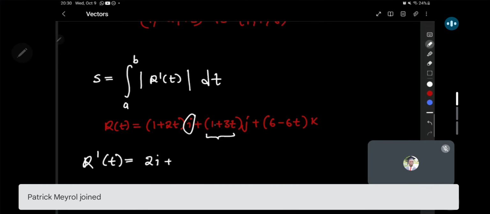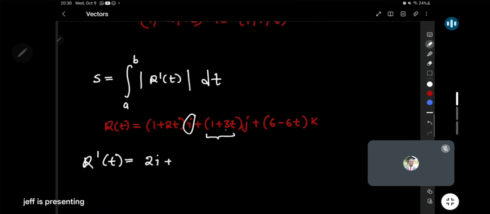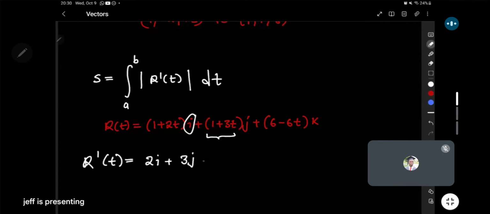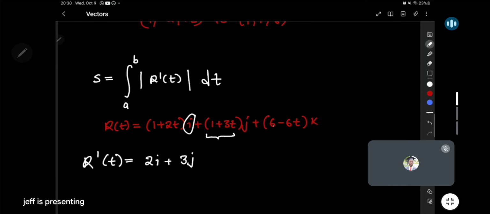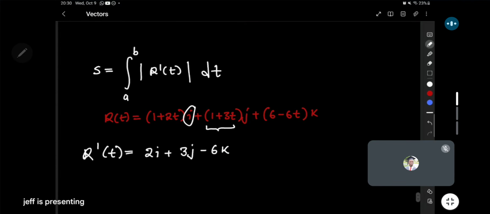When you differentiate 1, that is 0. When you differentiate 3t, the answer will be 3. Of course, we're differentiating with respect to t, so t is the variable. So here you get 3j. And then next up, you differentiate this part. Derivative of 6, that is 0. Derivative of negative 6t, that will be minus 6, and the unit vector is k. So presentation is kind of important here. Some students would end up leaving out the unit vector at this stage, and I think that fails in terms of presentation.